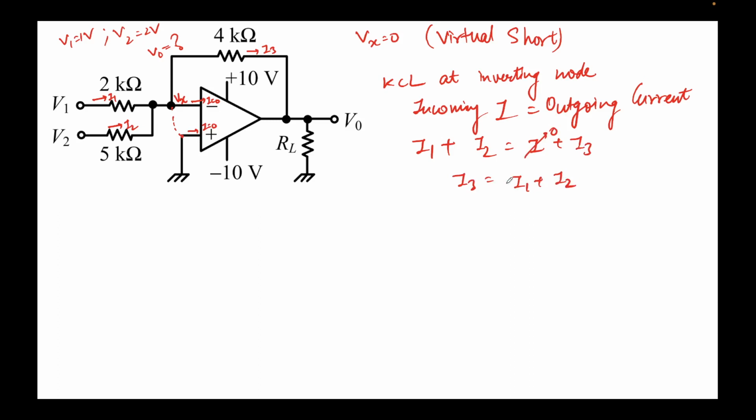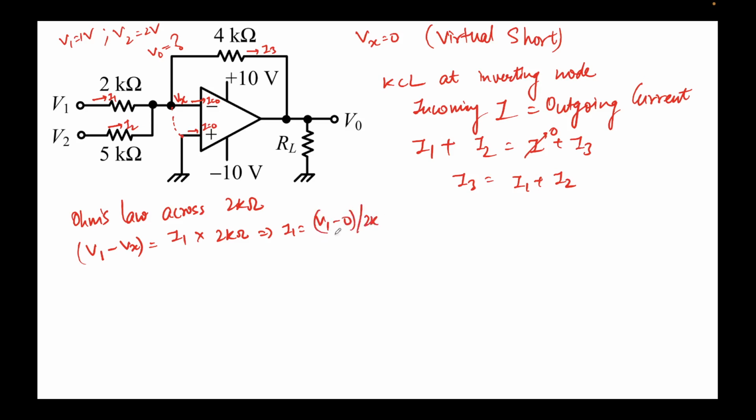Now let's try to find the expression for I1. How do we find the expression for I1? I write Ohm's law across the 2 kilo ohm resistor. So I can write the voltage drop across the resistor is V1 minus Vx, equal to the current flowing through the resistor, I1, times the value of the resistor, which is 2 kilo ohms. This gives me I1 equal to V1 minus Vx over 2k. Now note Vx is 0, we know that due to the virtual short condition. So V1 minus 0 over 2k. So I get V1 upon 2k.